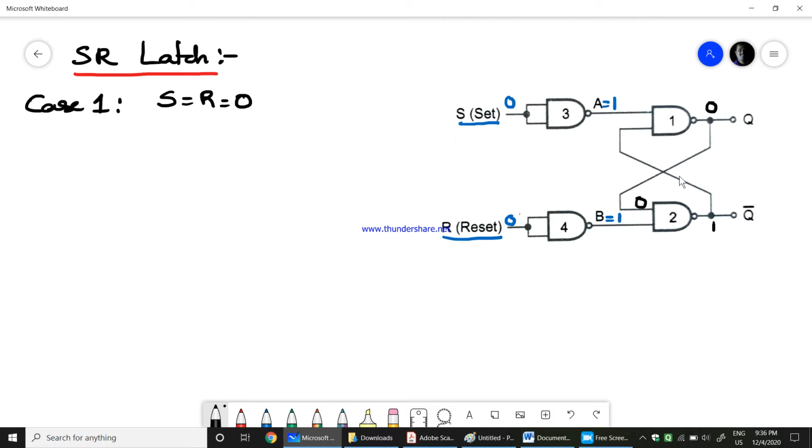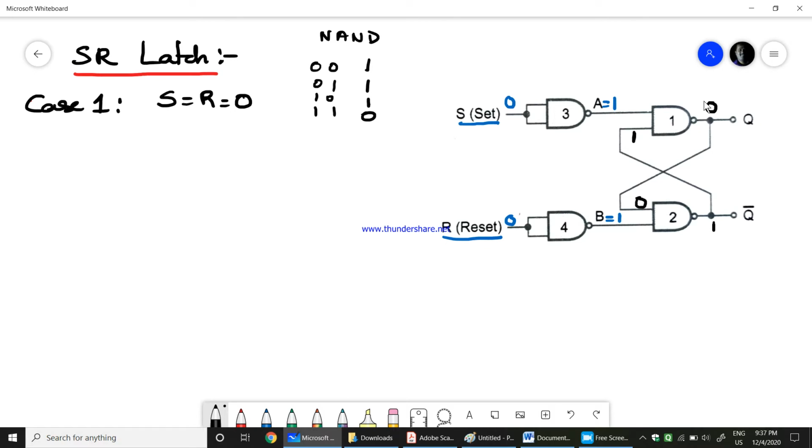This 1 is now given as a second input of this NAND gate. So the inputs of the NAND gate are both 1. When both are 1 for a NAND gate, the output is 0. I think you should know the NAND gate. It is the complement of AND. 0 0, 0 1, 1 0, 1 1. When both are 0, the NAND gate output is 1. Any one input 0 is also 1. Only for both 1, the NAND gate output is 0. So therefore when both are 1, you get Q equal to 0.